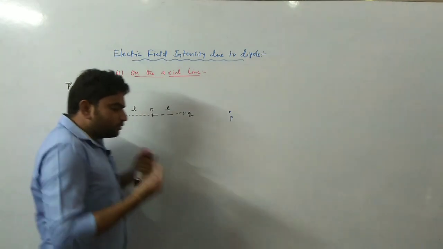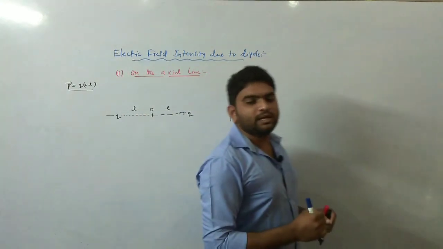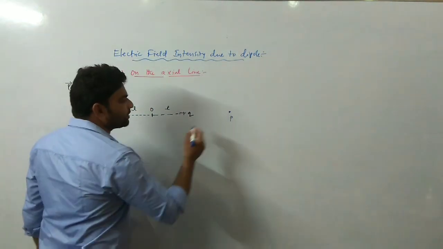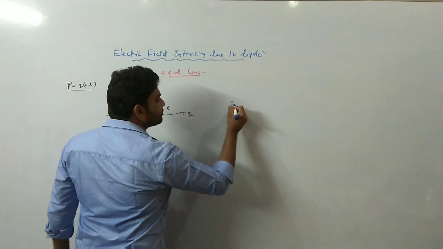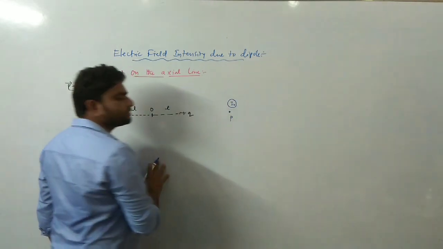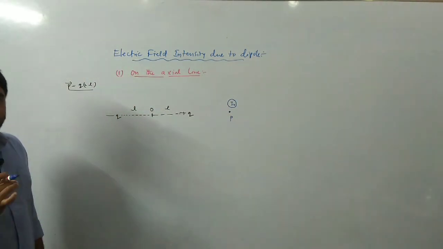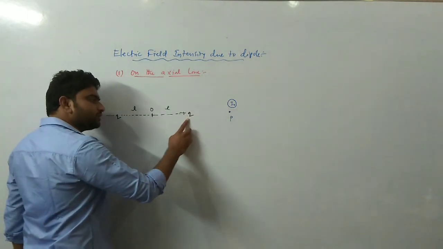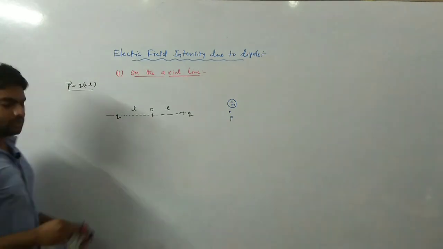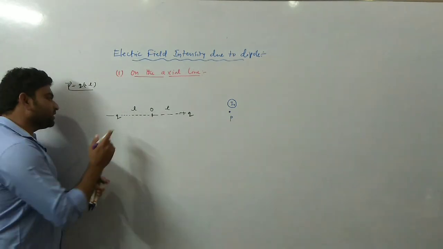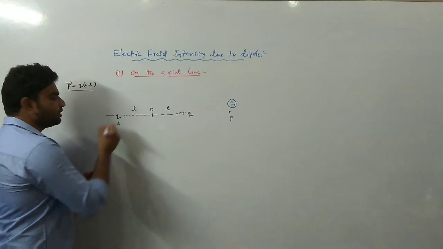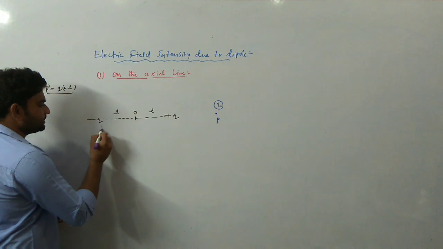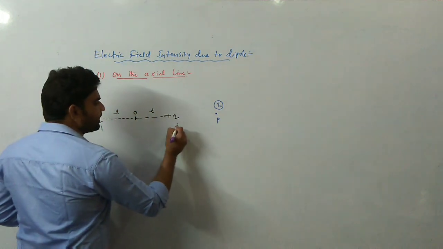Wherever we want to calculate the intensity, that is the place where we have to take a test charge. Say my test charge is Q naught. What is this test charge? Q naught. A test charge is always a positive charge. Now we have to find the intensity due to this particular charge and also due to this particular charge. Let me consider this charge as 1 and this charge as 2.